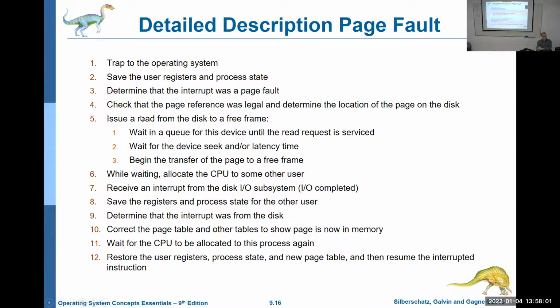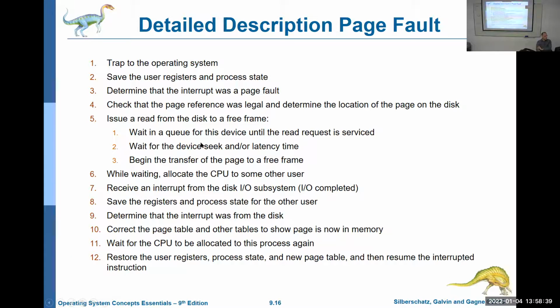So like I said, 4.5 would be: find a free frame in your free frame list. Issue a read from the disk to that free frame. Wait in a queue for this device until the read request is serviced. In other words, I asked for something from the disk, but the disk could be in the middle of writing something to some other process, right? There are other processes, so I have to put it in an IO queue. Remember we learned that, right? Maybe the IO is busy. The disk can't write to two different places at the same time.